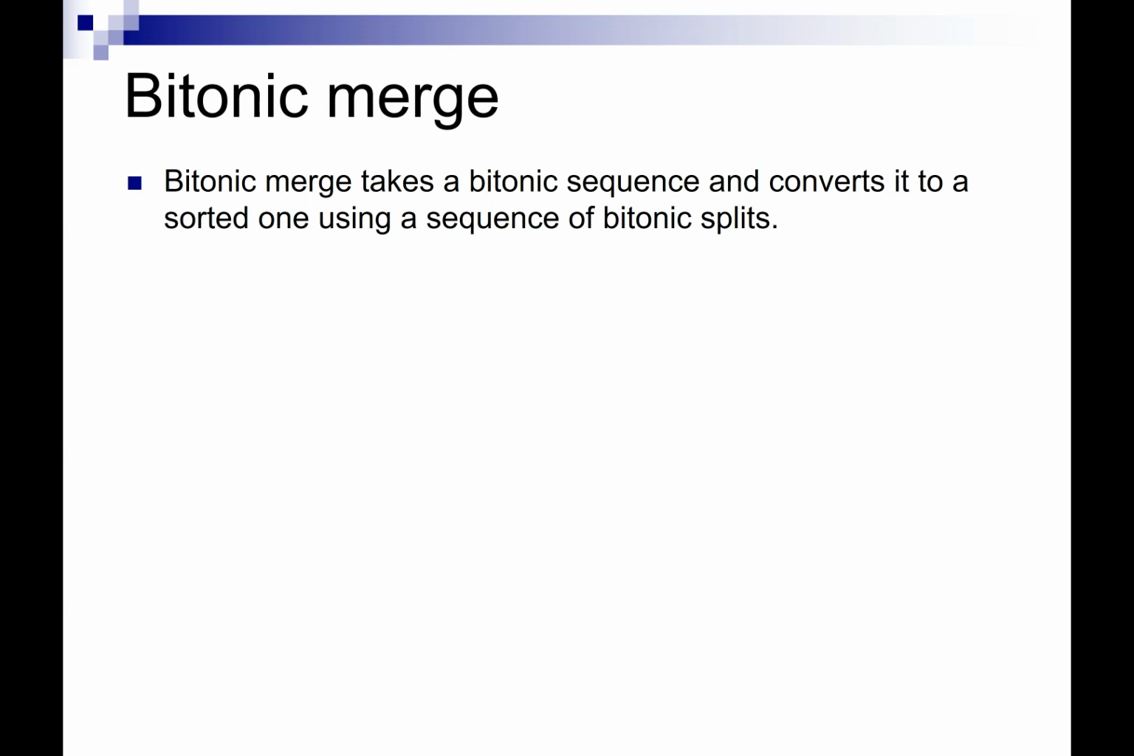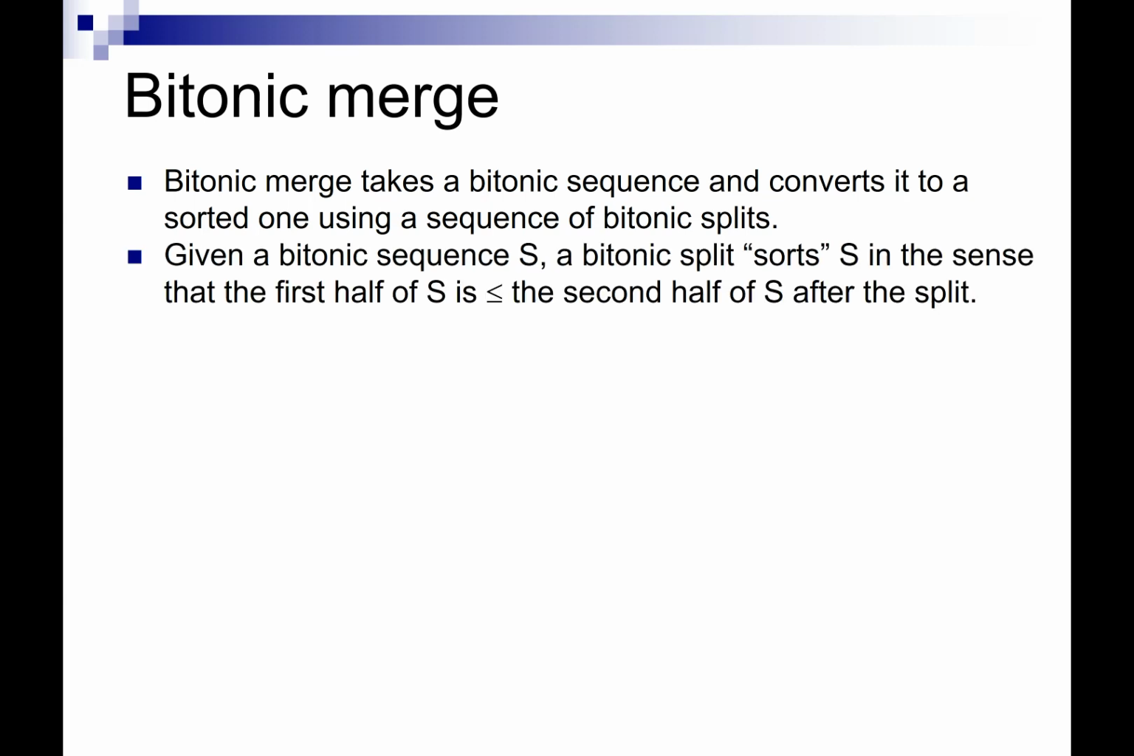A bitonic sequence is not quite sorted, because it can increase and then decrease. But the bitonic merge is going to take one of these bitonic sequences and convert it to a completely sorted sequence. And it's going to do this using a sequence of these bitonic splits. The way it works is that the input to the bitonic split is a bitonic sequence. And after you do the split, we know that the first half of the values is all going to be less than the second half of the values. So that's the property of the bitonic split.